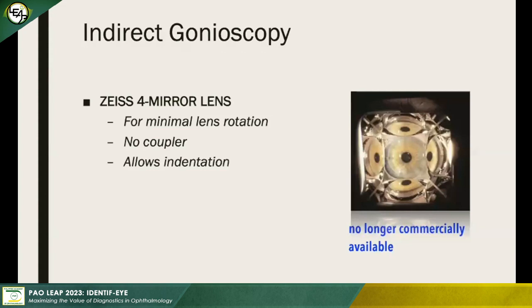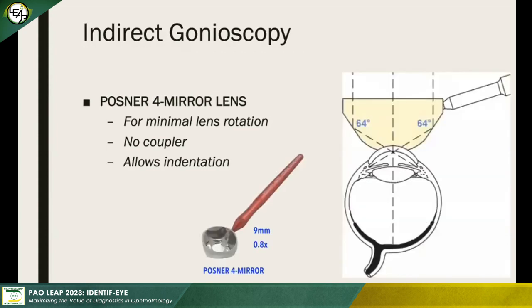The Zeiss 4-mirror gonio lens allows for minimal lens rotation since it has 4 mirrors reflecting all 4 quadrants. Tears may serve as the coupler, and because of its small contact diameter, smaller than the corneal surface, it allows for indentation gonioscopy. This is similar to the Posner 4-mirror lens, which is more readily available in the market. It also only needs tears as a coupling agent with topical anesthesia. Because it allows for indentation, you can determine if an angle is appositionally or synechially closed.